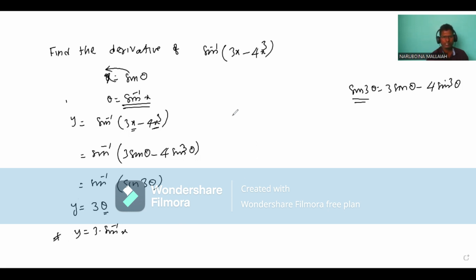Now we are differentiating it. dy by dx. So 3 is a constant, I am writing it as it is. Derivative of sin inverse x, we know it. That is 1 by square root of 1 minus x squared. So 3 ones are 3 by square root of 1 minus x squared.